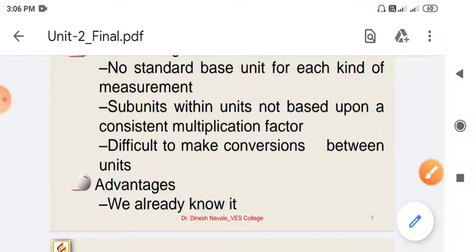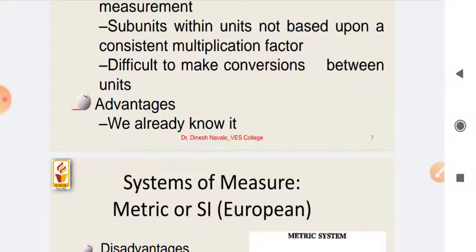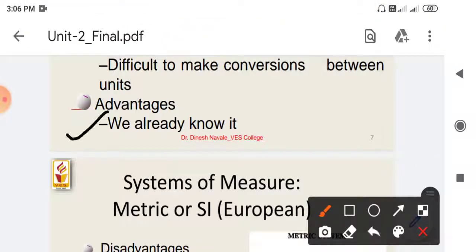So that makes it quite difficult for making the result familiar with all. Okay, and what is the advantage of this English system? So the advantage is that we already know these systems.